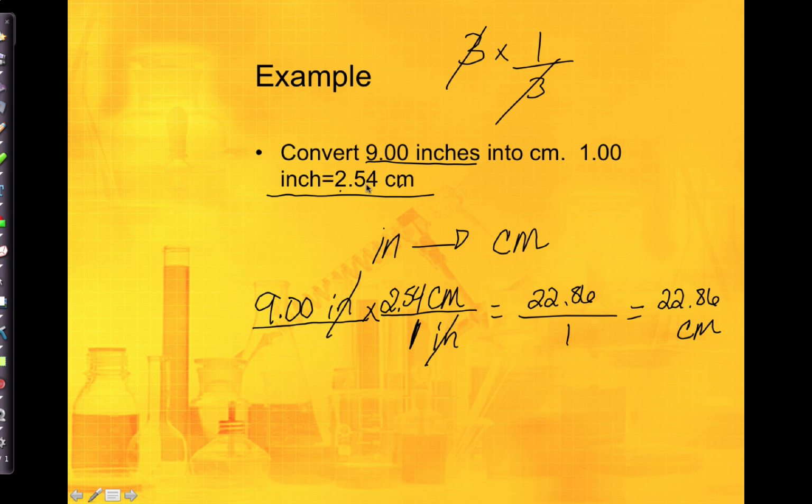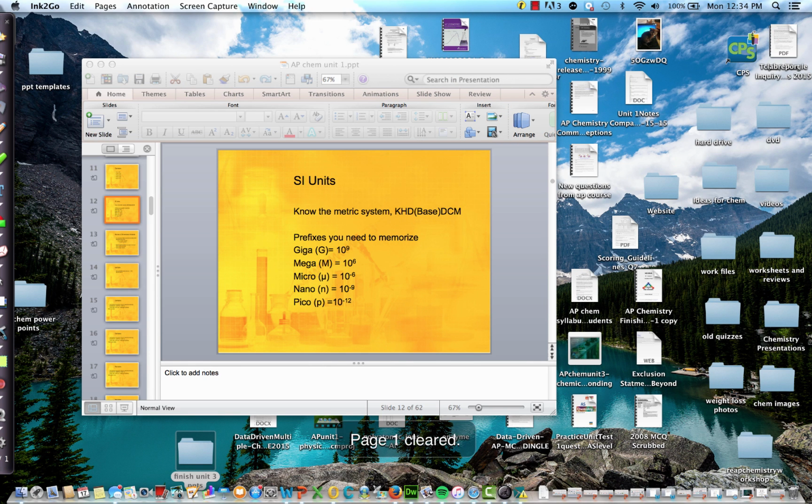Alright, so remember, unit that you want goes on the top, unit that you have goes to the bottom. And then numbers on the top get multiplied. Multiply the bottom numbers, so if it was 1 times 1, and then divide at the end. Alright, so let's do another one.